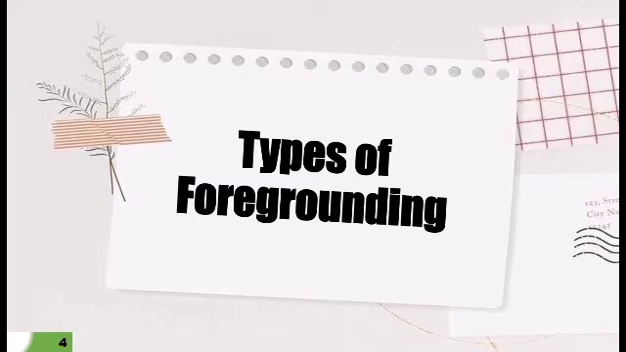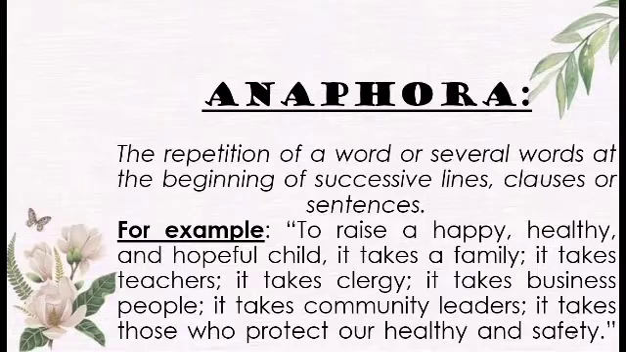So here are some types of foregrounding. First is anaphora. It is the repetition of a word or several words at the beginning of successive lines, clauses, or sentences. For example, to raise a happy, healthy, hopeful child, it takes a family, it takes teachers, it takes clergy, it takes business people, it takes community leaders, it takes those who protect our health and safety. The anaphora here is the words "it takes" that have been repeated several times.